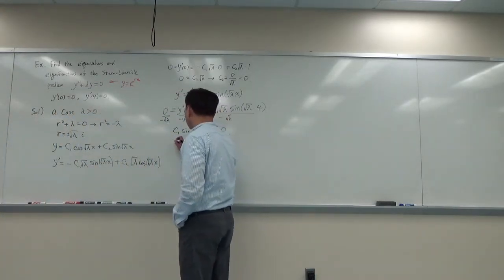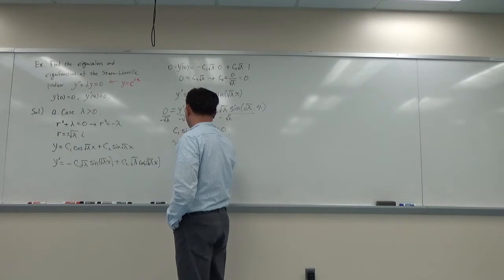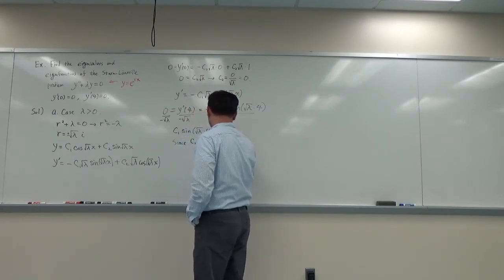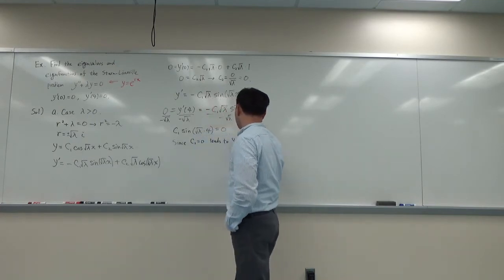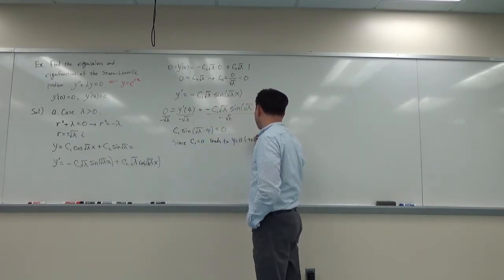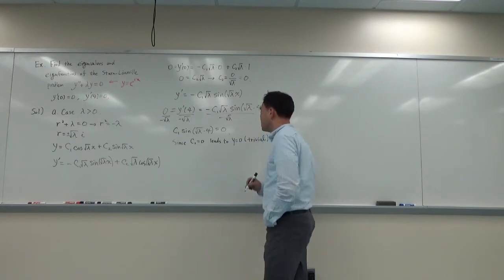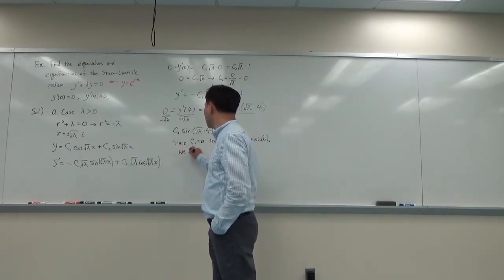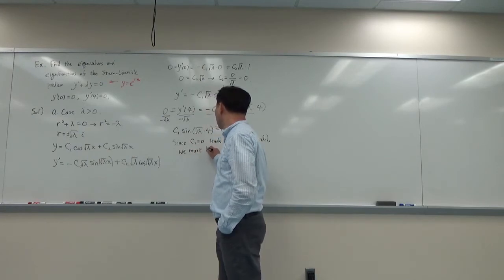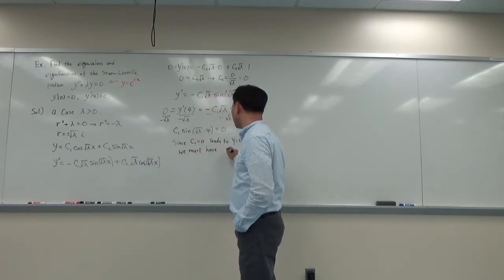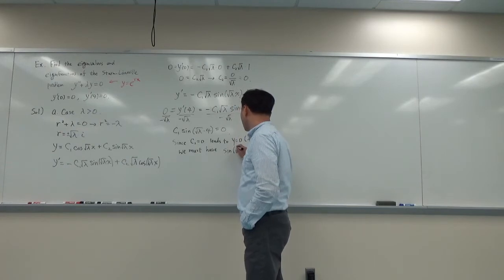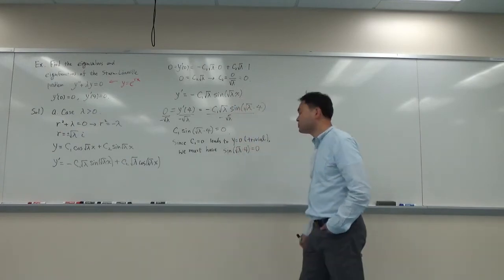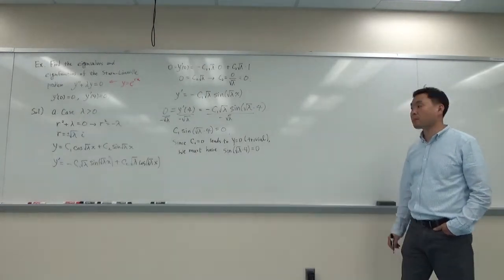So since c1 equal to 0 leads to y equals to 0, which is trivial, we must have the other one equals to 0, which is sine of square root of lambda times 4 equal to 0.